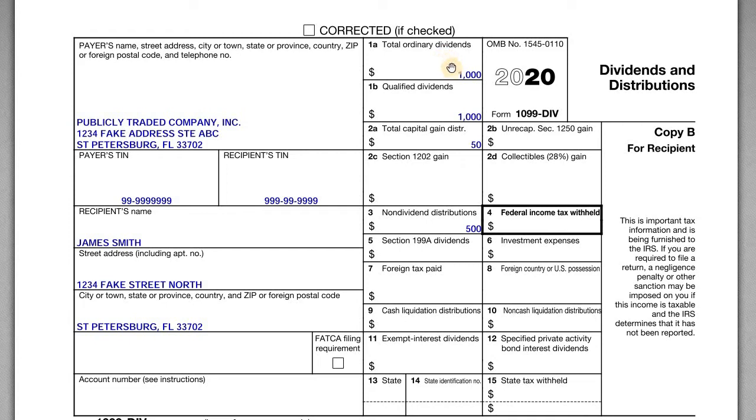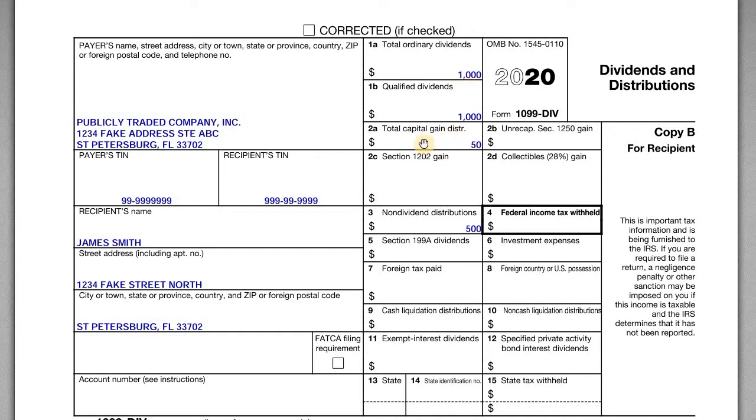So total ordinary dividends, $1,000, and then qualified, $1,000. What's being reported here is the total amount of cash dividends you'll get that are ordinary, included in this number here. So that's $1,000 of ordinary dividends. Qualified is the portion of 1A that is qualified. So you're not adding these two together to show that you received $2,000. No, you received $1,000 of dividends, and box 1B indicates what portion of 1A is qualified, and obviously the difference between the two, if they weren't the same, would be the non-qualified portion.